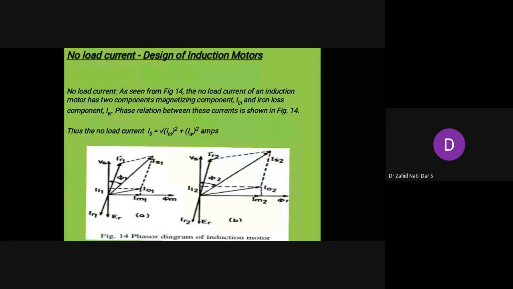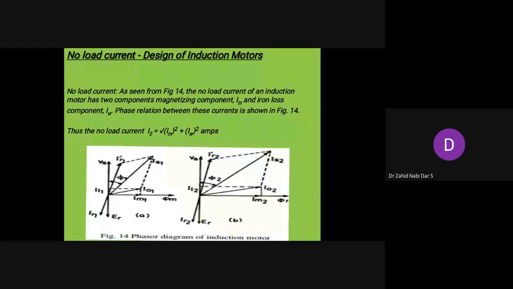The no load current, as we know, has two components. One is the magnetizing component, and the other one is the iron loss component. The phase relation between these two is given in the figure below, that is figure 14. Thus, the no load current is I naught equals the square root of the magnetizing current squared plus the iron loss component IW squared, in amperes.